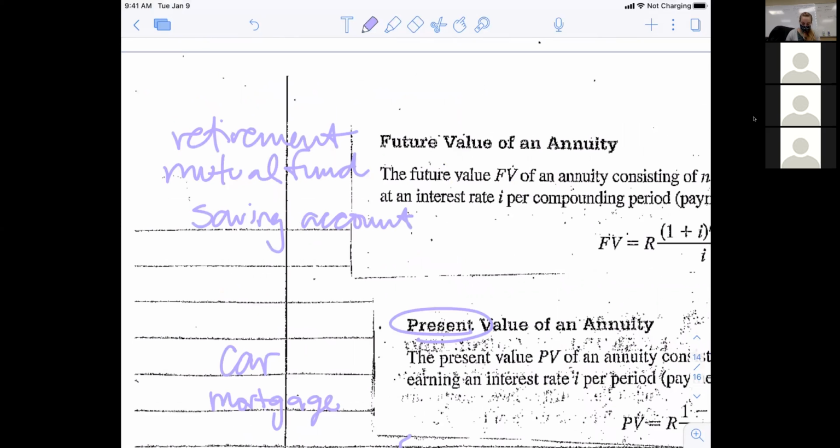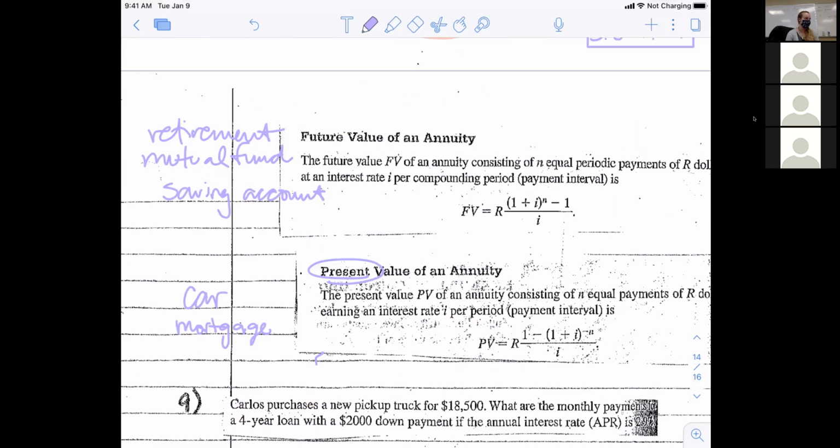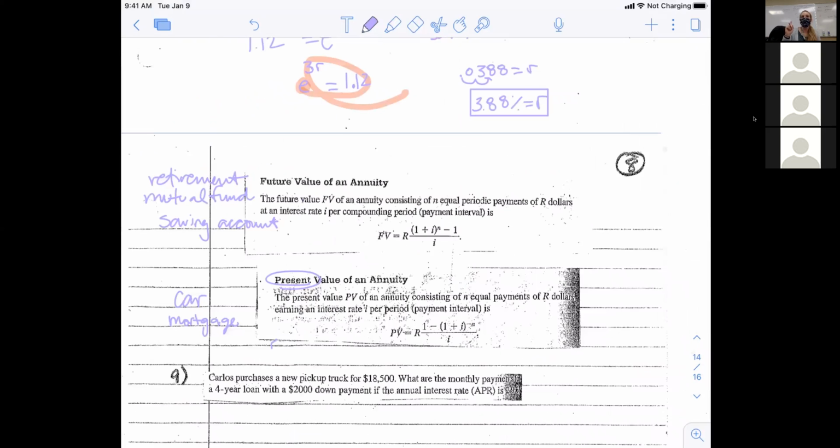So these are two different formulas that look super, super similar, but they talk about different things. One of them is talking about something you have to pay right now because it's a car or a house or something like that. And the other is something that we're paying off for the future, and we want to know what's going to happen in the future. We're going to look at these equations in one second, but let's look at 9, 10, and 11 and decide whether they are present or future.